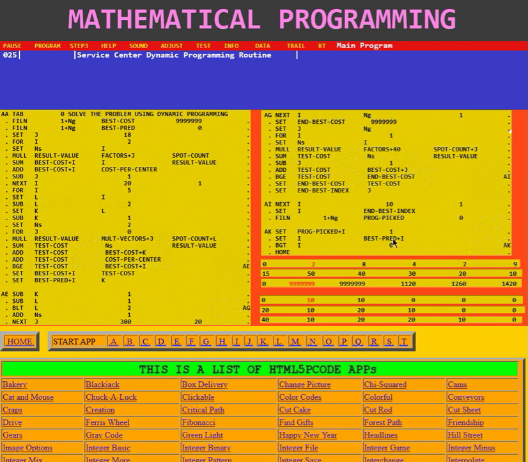This is dynamic programming. We went through it forward, doing our little test to find out what the best possibilities were, and always remembering over here where that previous one was, so we could go backwards through it and get the best answer. Alright, this is the end of the video on Service Center Dynamic Programming Routine.